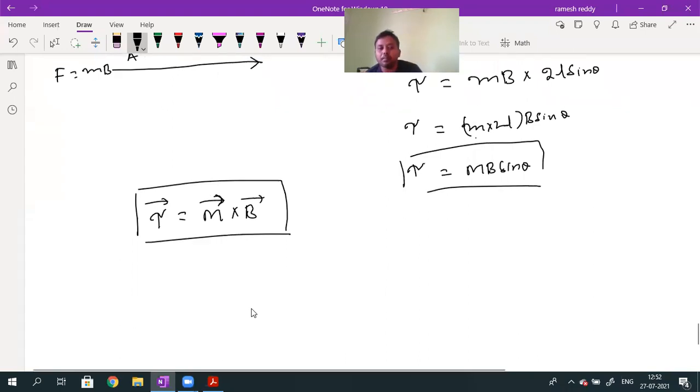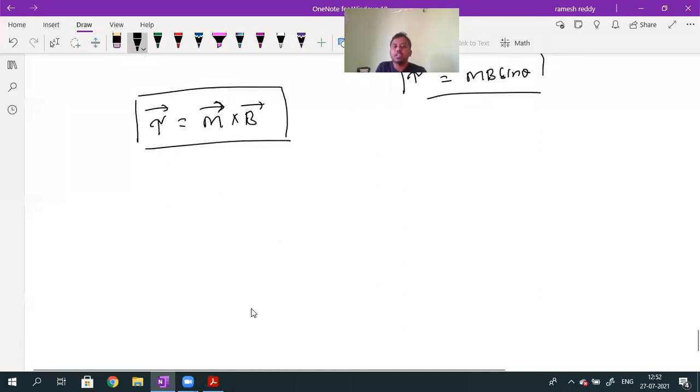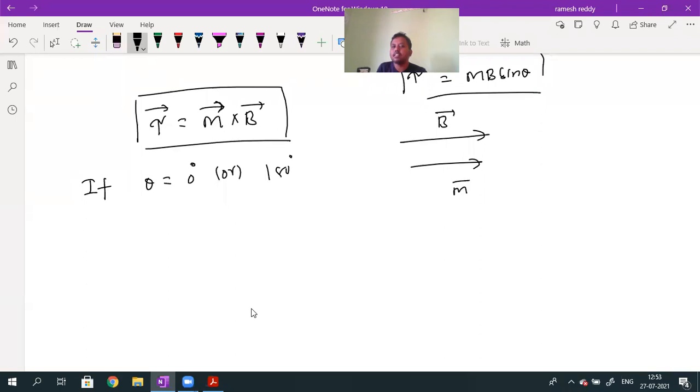When is the torque acting on a dipole maximum, and when is it zero? If theta is either 0 or 180, what does that mean for B bar and M bar? Either both are parallel to each other, or both are anti-parallel to each other. This is B bar and this is M bar. Theta is either 0 or 180. At that time, what happens to the torque? Since sine 0 or sine 180 is 0, the torque will be equal to 0.